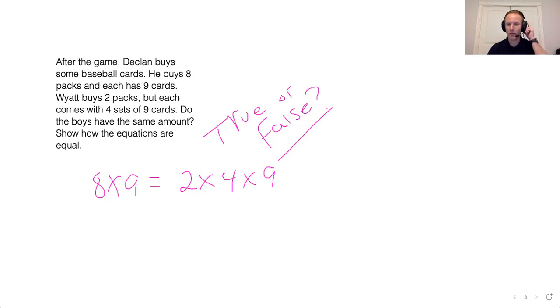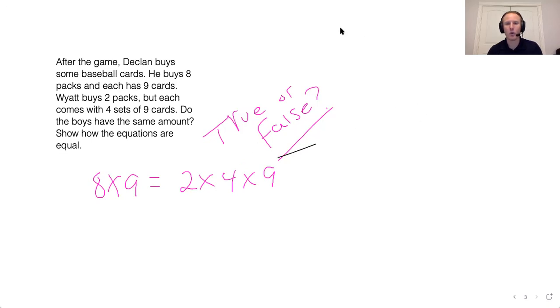So we want to know, do they have the same amount? Couple ways you can do this. Or one way you could do it, but you can explain it in a couple of different ways. Mr. Brunel's talking too much. Let's just do some math.